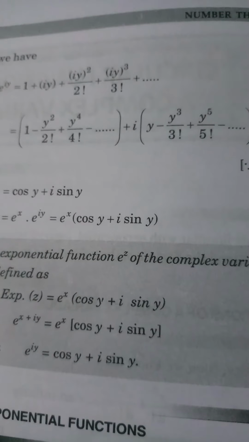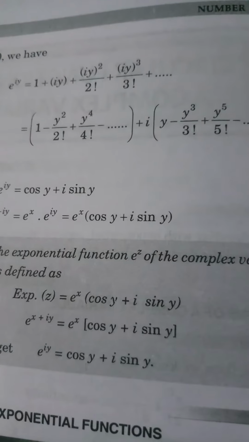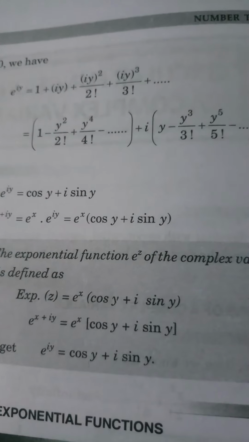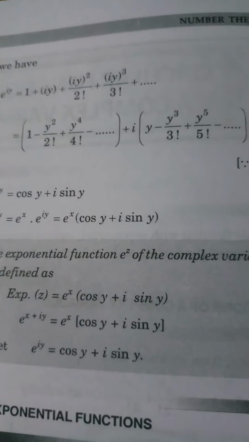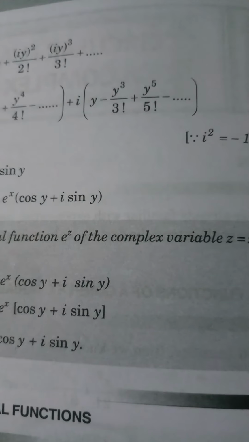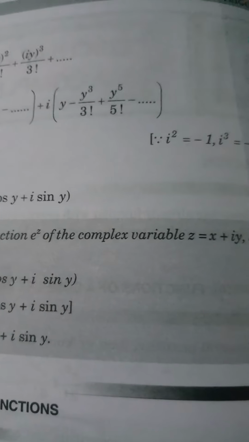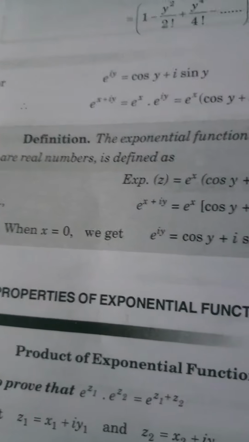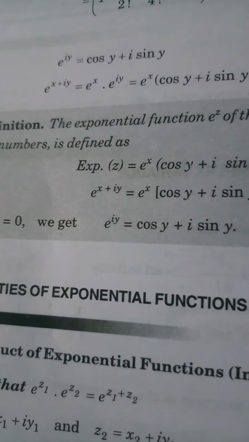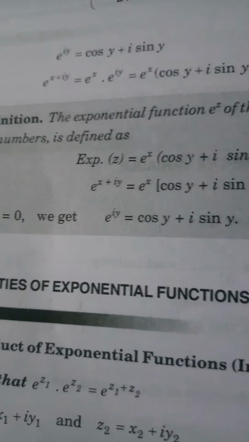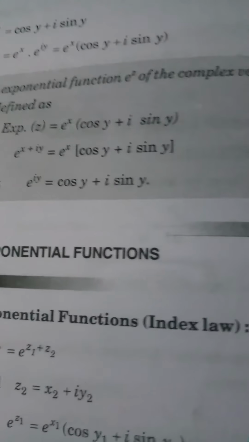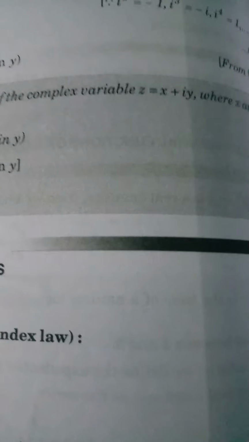We will separate real part and imaginary part. This comes out to be equal to 1 minus y square by 2 factorial plus y to the power 4 by 4 factorial minus so on, plus iota times y minus y cube by 3 factorial plus y to the power 5 by 5 factorial minus so on, because iota square equal to minus 1, iota cube equal to minus iota, iota 4 equal to 1, or e to the power iota y is equal to cos y plus iota sin y. Therefore, e to the power x plus iota y is equal to e to the power x into e to the power iota y, which comes out to be e to the power x into cos y plus iota sin y, from the second.